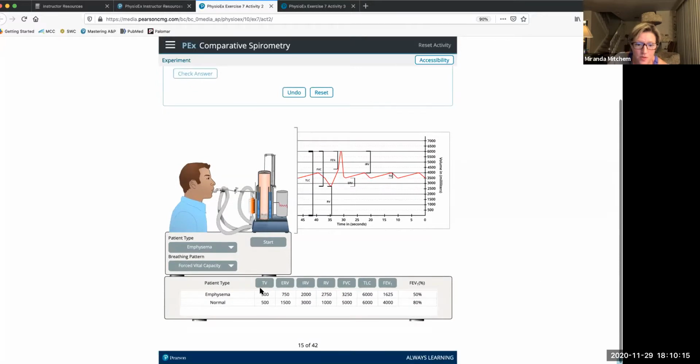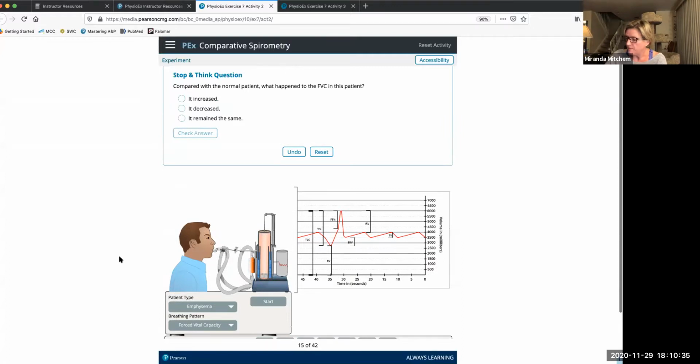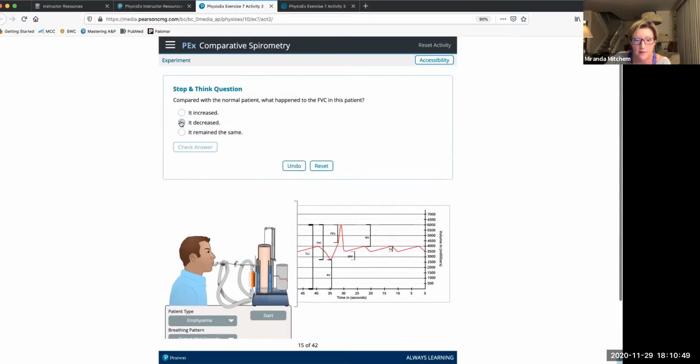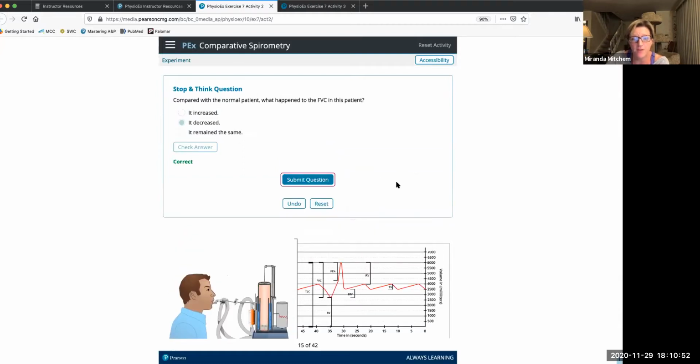And let's take a look. So our tidal volume is the same, but look, that expiratory reserve volume is halved. The inspiratory reserve volume is a third. And then we've got changes in the residual volume, the FVC, as well as the FEV1. Compared with the normal patient, what happened to the FVC in emphysema? It should decrease. And so, yep, it does. We went from 5,000 to 3,250. So the FVC decreases quite significantly in emphysema.